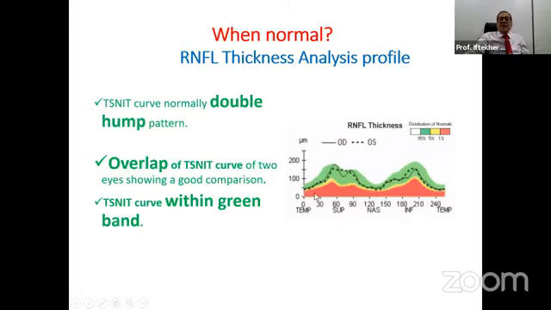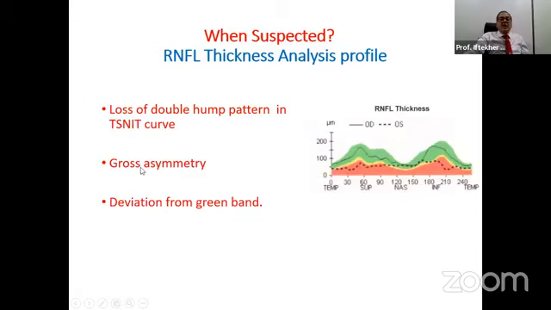And why do the left and right data overlap with each other? It is because normally the left and right data are almost symmetrical. This is when we suspect there is a nerve fiber layer defect.